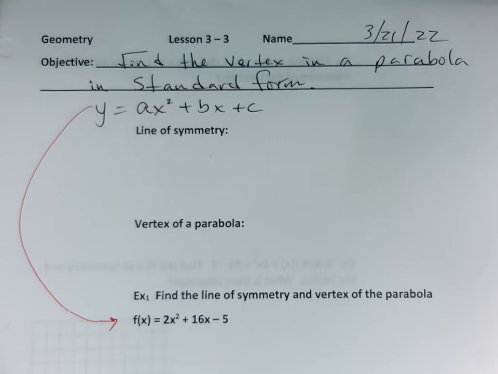So how does this work? Well, there's your a, b, c. A is the number in front of x squared, easy. B is the number in front of x, and C is the number without an x. So A, B, C, okay? So what we want to do then to find the vertex is first we need the line of symmetry.